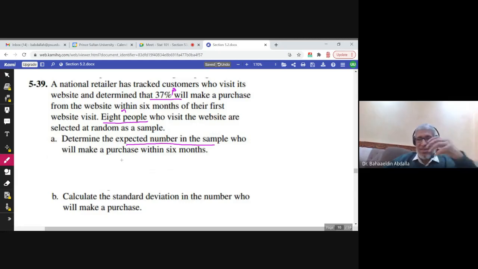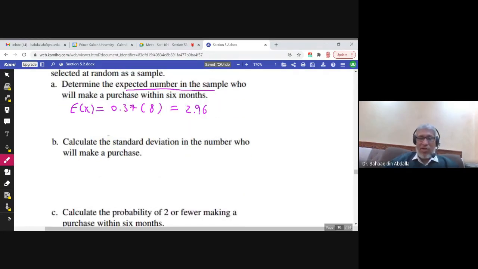So making a purchase is the success here. So what is the expected number? n times p. So 0.37, that's p, times 8, which is the number of people, and the answer would be 2.96. So this is the number of people who are expected to make a purchase. Calculate the standard deviation. Standard deviation is the square root of n times p times q. q is 1 minus 0.37, and that's 0.63.